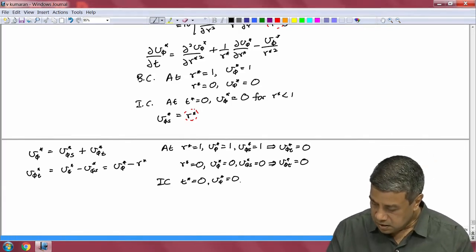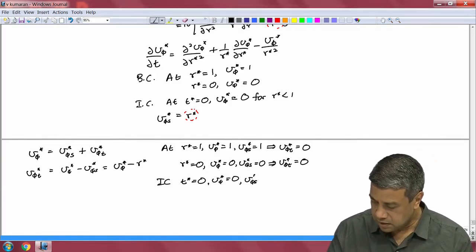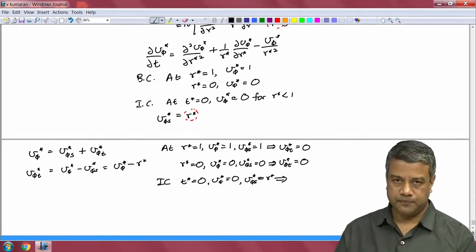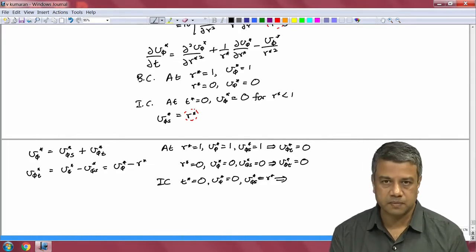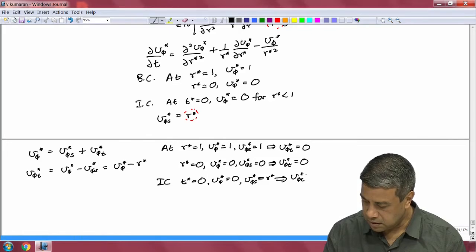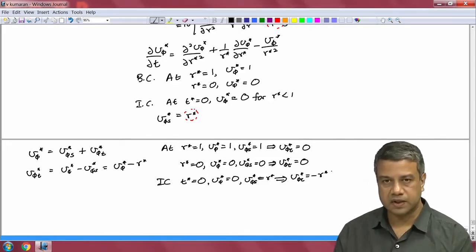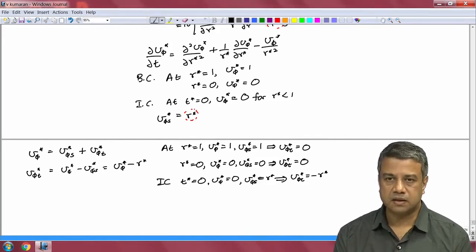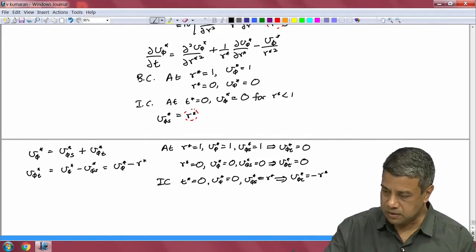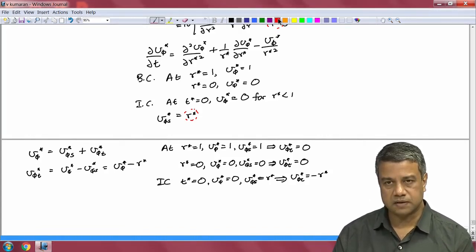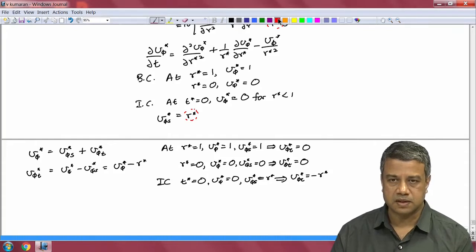The steady solution is equal to r star. It is independent of time, which means that the transient part is equal to minus r. That is the initial condition. So, by subtracting out the steady solution from the total solution, we have obtained an equation for the transient part. The equation for the transient part is the same as the original equation, the original equation minus the steady part.